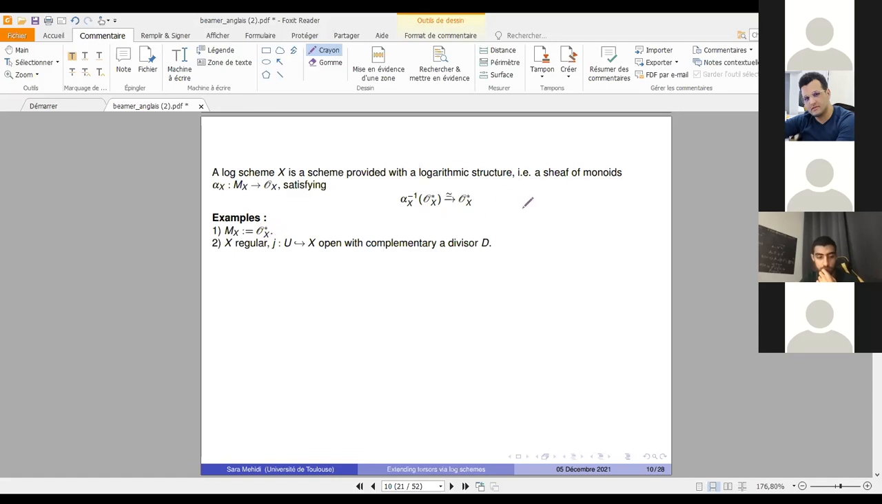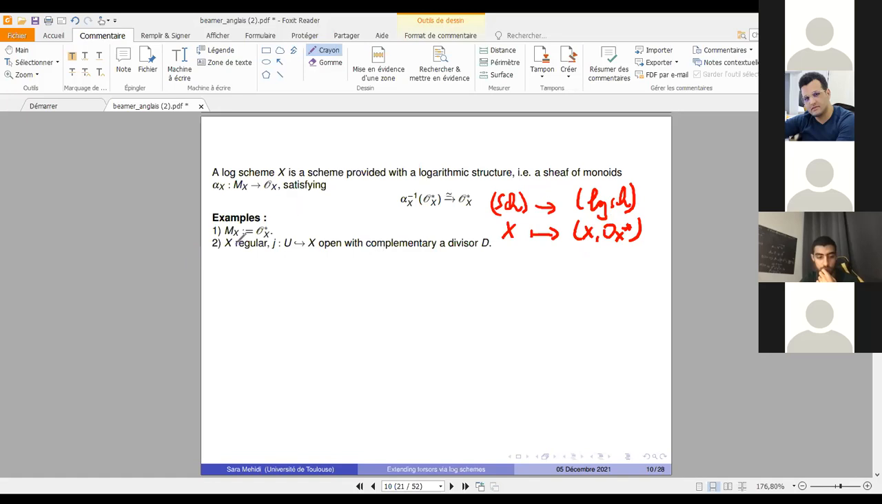So if I consider the category of schemes and the category of log schemes, I have a map from here to here. To a scheme X, I associate a scheme endowed with its trivial log structure, and in fact, this is a full embedding, which means that considering the trivial log structure on X does not add any new morphism.